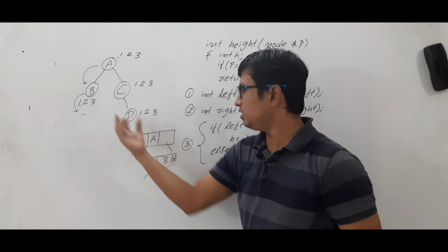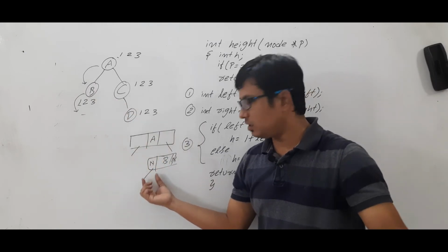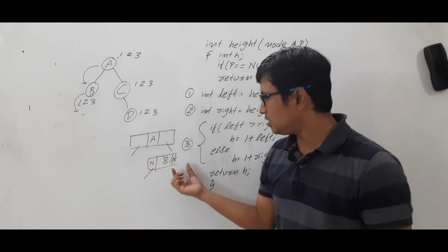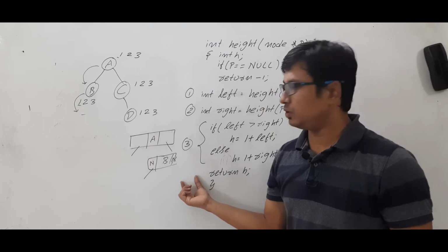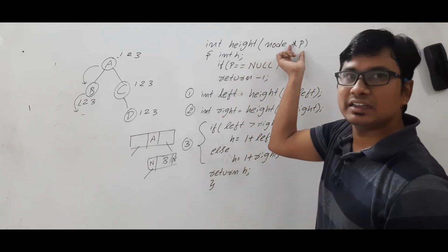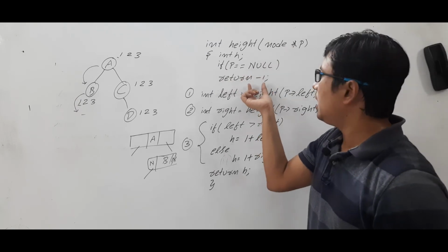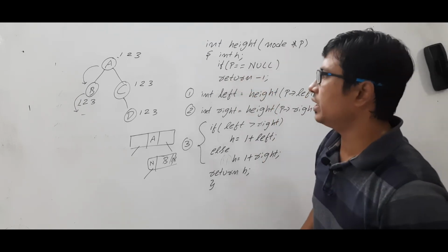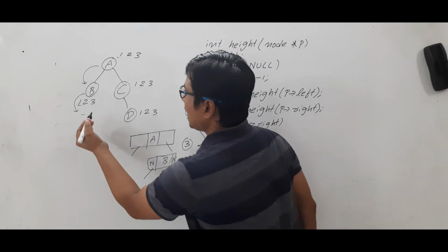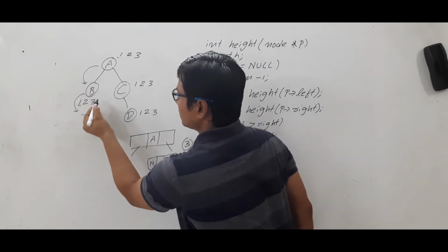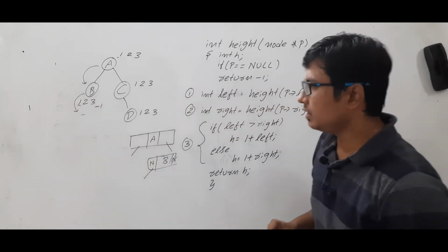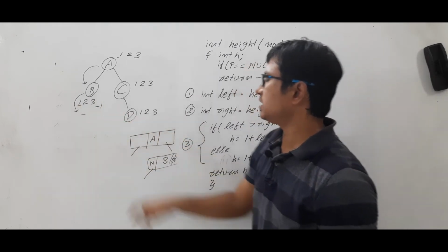Because B is the leaf node, the address of the left subtree will be equal to 0, and the right subtree is equal to 0. So here I will get the null value. So if P is equal to null, I need to return -1. So you will get the value -1 here. Okay, are you able to understand?